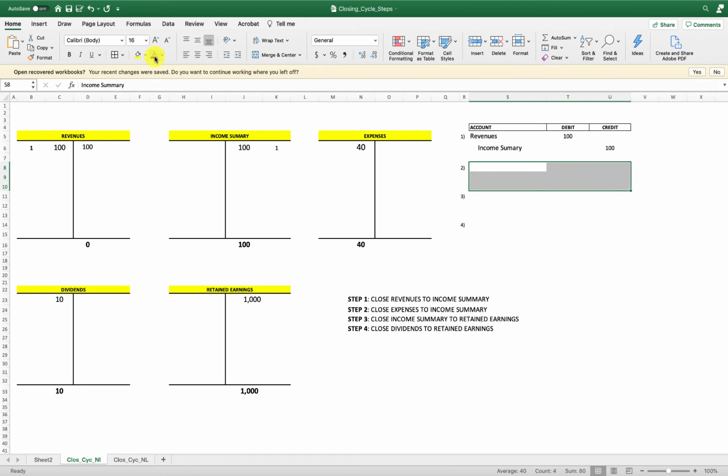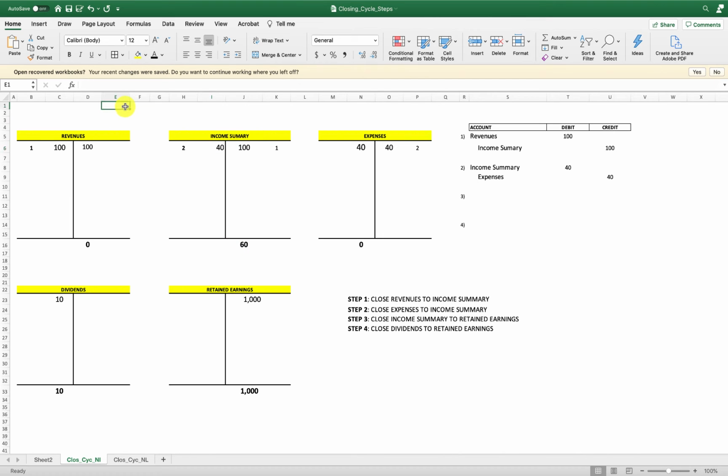So my second entry, or number 2, is I'm going to debit income summary and I'm going to credit expenses. So here I'm going to put number 2. I'm going to put 40. Right? Now notice expenses are 0, and I'm going to bring that over here to my income summary account. All right? So now my revenues are 0, my expenses are 0, and I come to income summary. Now notice what income summary has. Income summary has revenues of 100, expenses of 40, revenues minus expenses, that is net income. So 60 is really net income, right?